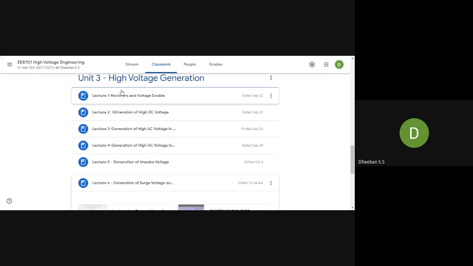So till now we have seen the different voltage generations, starting from your high DC voltage. After that, we have dealt with your high AC voltage in power frequency, then high AC voltage in a very high frequency, and then in lecture 5 we have covered your impulse voltage. So today's lecture 6 will be the last for your voltage segment, and it will be the starting for your current.